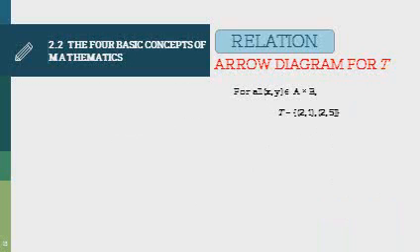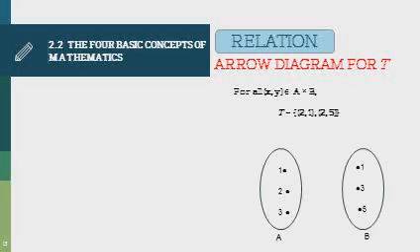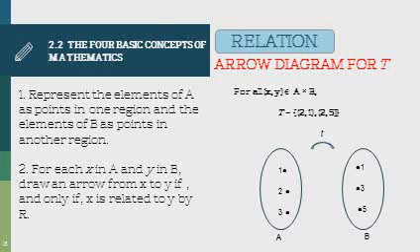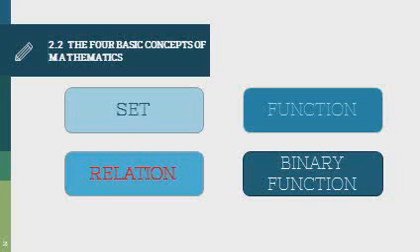Okay, so yun yung sa diagram. Kapag relation kasi ang pinag-uusapan, yung ating domain ay ilang beses siyang kinoconnect sa range na umuulit. Okay. 4 basic concepts of mathematics ulit. So, next tayo.